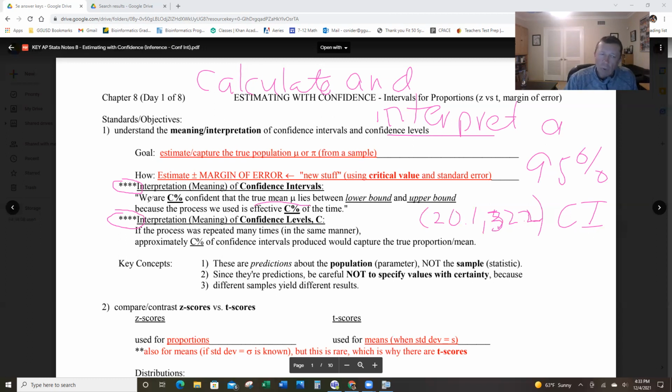Let me try that all over again. We are 95% confident that LeBron James's scoring average lies between 20.1 and 32.2 because the process we use is effective 95% of the time.